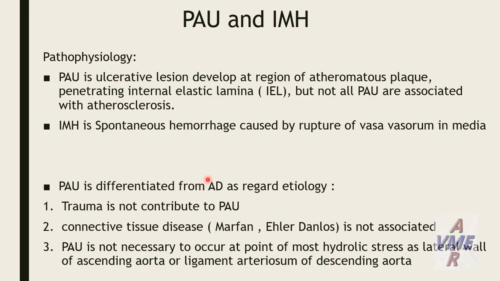But in the case of aortic dissection, trauma is a contributing factor. Connective tissue disease has a strong association with aortic dissection, and it most commonly occurs at the point of the most hydraulic stress, at the lateral wall of the ascending aorta or the ligamentum arteriosum of the descending aorta.